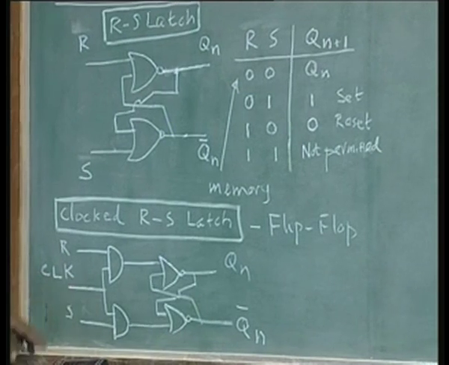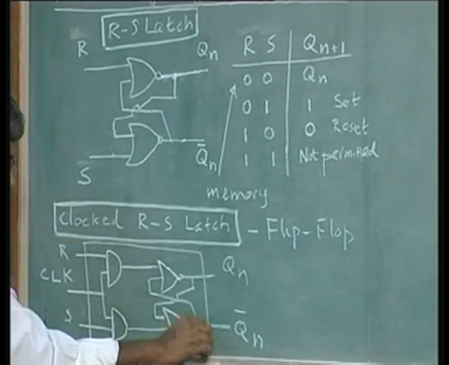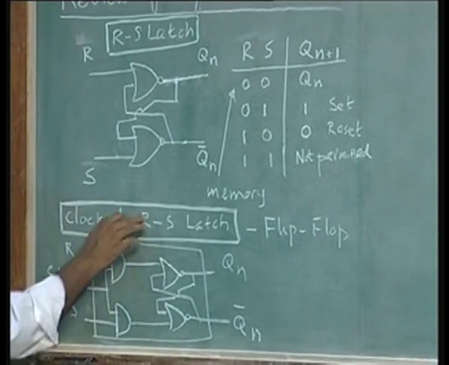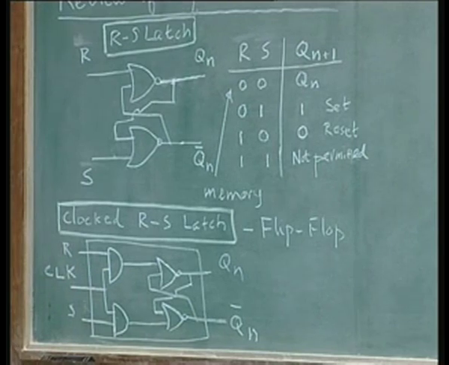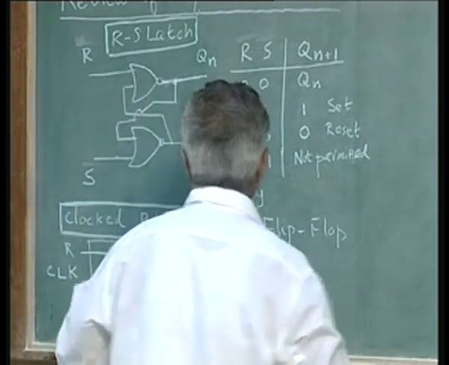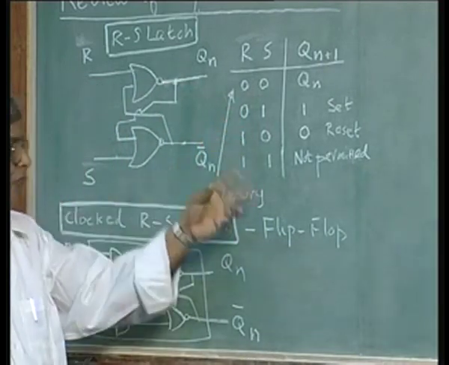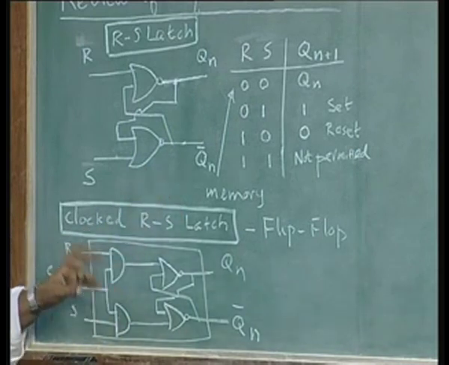So, with the clocked operation, there are 3 inputs and 2 outputs for this flip flop or a latch, clocked latch or a flip flop. Now, a modification of this flip flop is a D flip flop. Since we are only interested in either setting or resetting the flip flop and keeping it there, we can do away with one of the inputs.